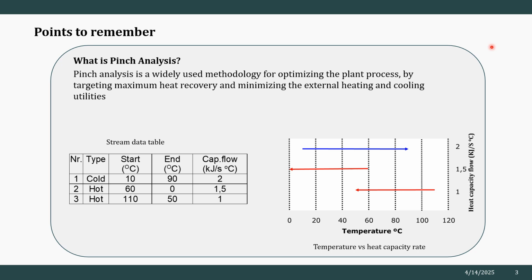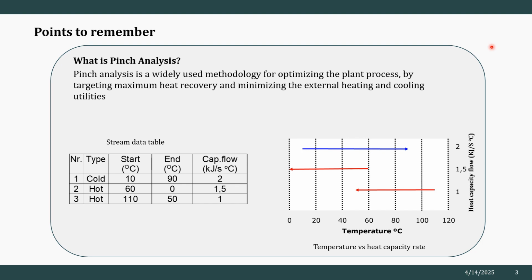It is a method or a technique to optimize the plant process by maximizing the heat recovery between the process streams, thereby lowering the amount of external heating or cooling required for those process streams. In simple words, let's say we have an industry A where it has some hot streams that need to be cooled down, and we use a chiller for that, and we have some cold streams that need to be heated up, so we use a boiler to heat them up to a certain temperature level.